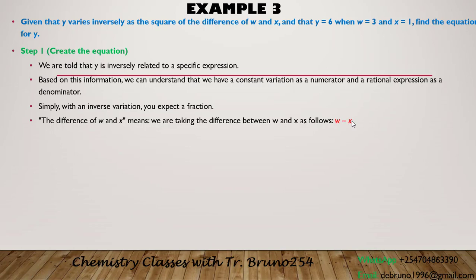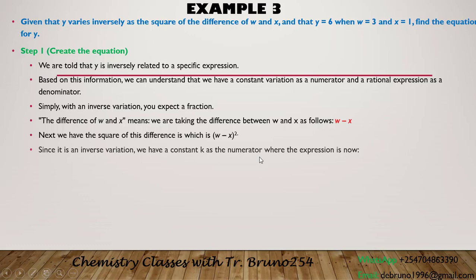Next, we are trying to create the formula. The difference of the two. Now we have y varies inversely as the square of the difference of w and x. Now the square of that difference. So the next step is adding a square to the difference of w and x. And that becomes w minus x in brackets, squared.